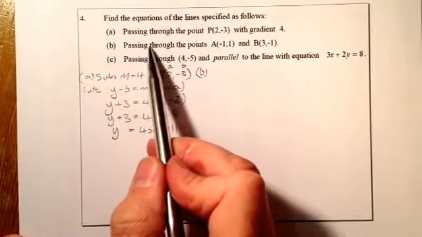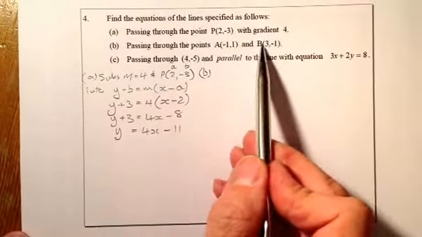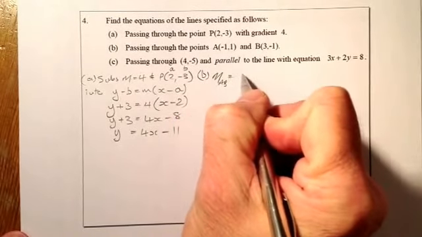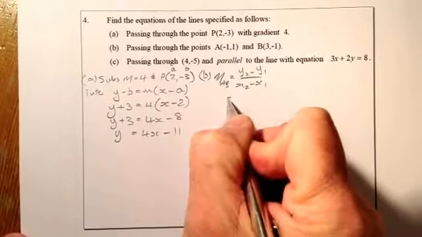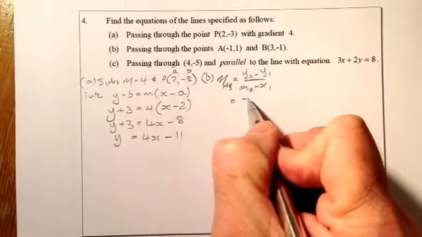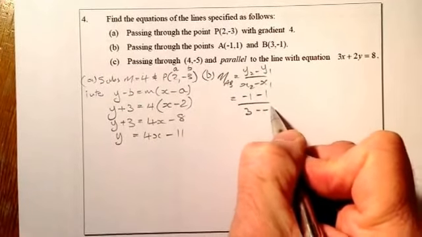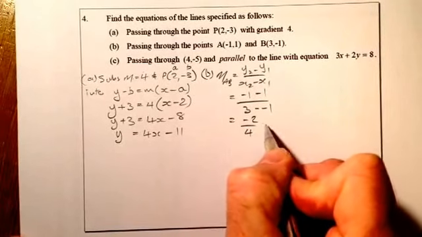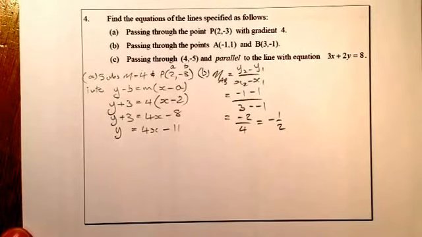I've got to find the equation of the line passing through 2 points. So I've not been given the gradient, but I can work out the gradient between these 2 points here. So my gradient of AB is equal to y2 minus y1 all over x2 minus x1. Values going in, I've got minus 1 take away 1, and I've got 3 take away minus 1. Gives me minus 2 all over 4, which gives me a gradient of minus a half.